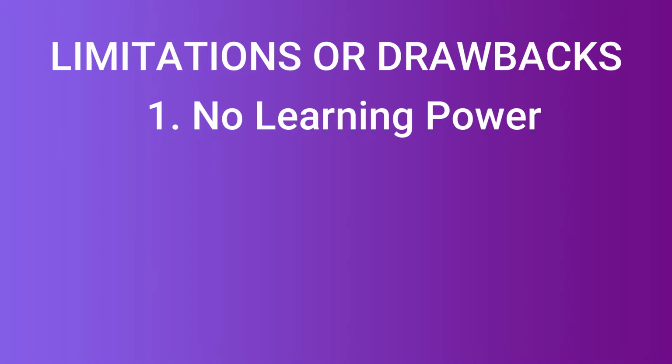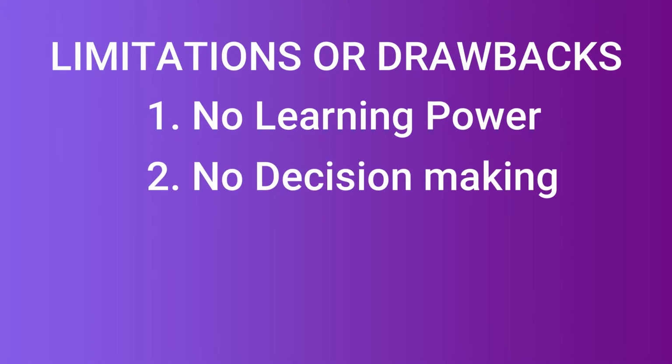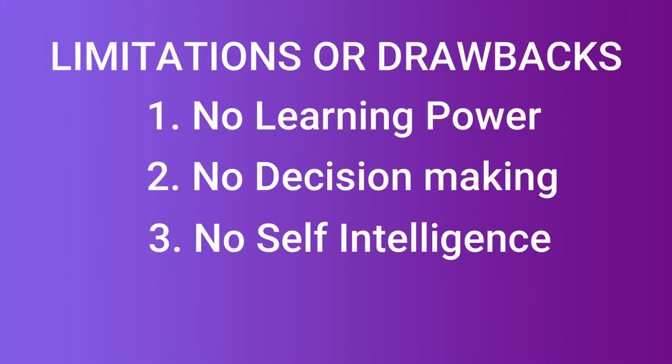Next limitation is no decision making. Computer cannot take its own decision. To come to a conclusion, it needs to interact with the user so as to form the result. Next up is no self-intelligence. Computer does not have self-intelligence like humans. To carry out a particular function, it needs commands and instructions from the user.